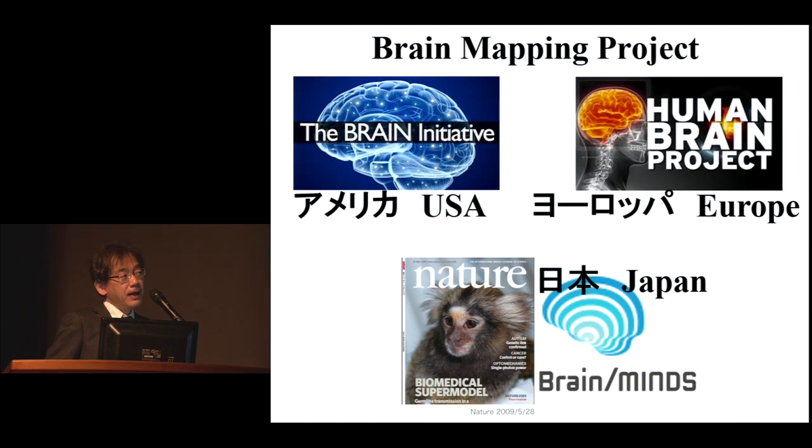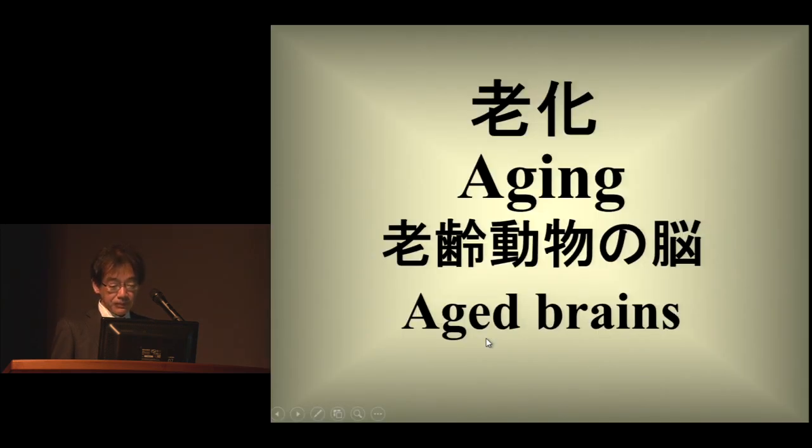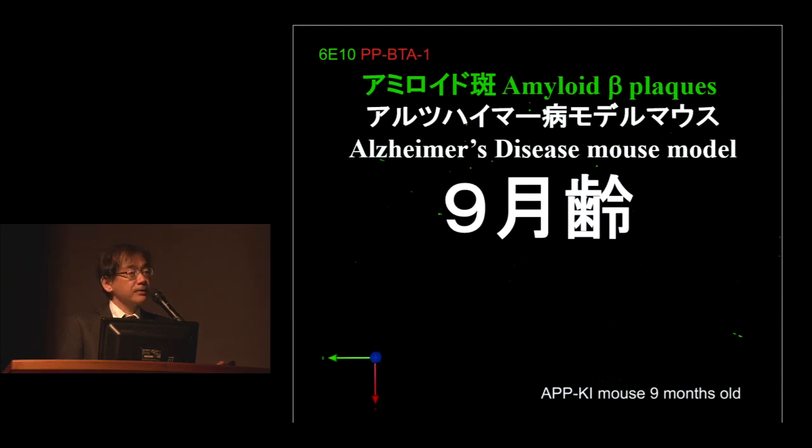Now, my laboratory belongs to the Japan Brain/MINDS project. We are supposed to map neural circuits in the whole brain of rodents and primates. Also in my laboratory, we're very much interested in aged brains. For example, Alzheimer's disease is a very famous neurodegenerative disease characterized by amyloid beta, A-beta, plaques. So we are using an Alzheimer's disease mouse model and a very aged mouse.